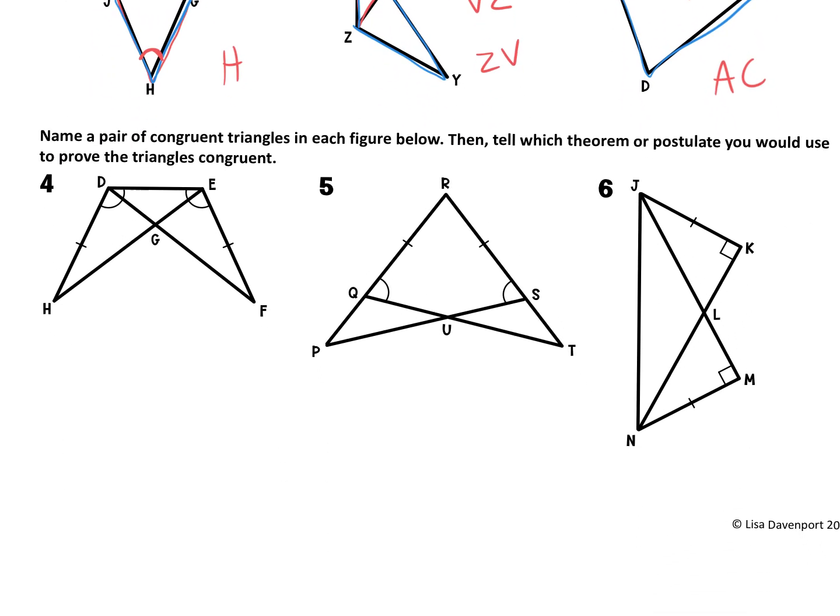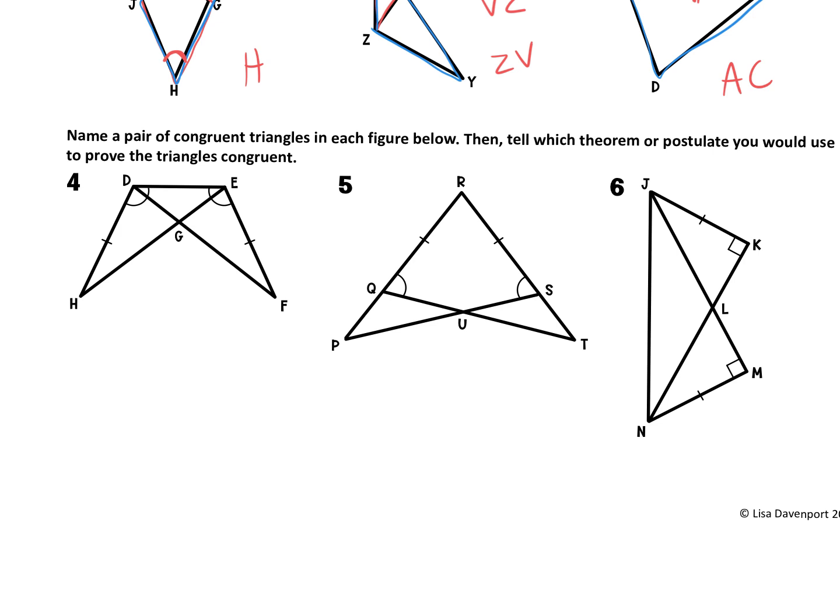What I want you to do on 4, 5, and 6 is the same thing we just did, but you just have to mark it this time. You don't have to write it down. I want you to go mark the shared side, the shared angle on 4, 5, and 6. All right, on 4, what do those two triangles share? Everyone agree with DE? Okay, what does number 5 share? So we want to focus on these two big triangles right here. What do they share? Angle R. What does 6 share? JN. Yep.